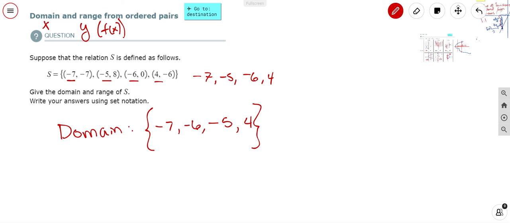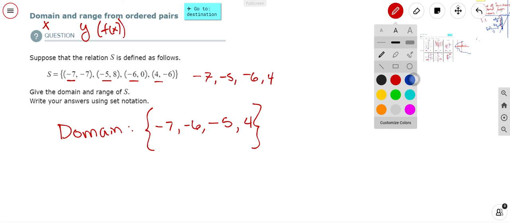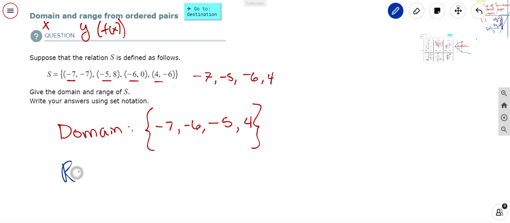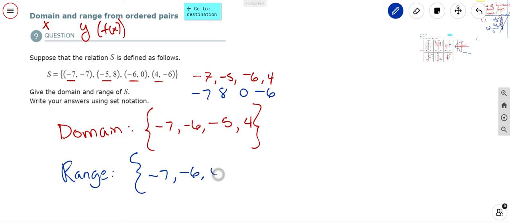So range. Same thing with range. Range is the y, and you do the exact same thing for that. So our range is -7, 8, 0, and -6. It doesn't matter, we're not pairing them. It doesn't matter what they were matched up with. We're just listing the values that were put in and the values that were spit out. The least value is -7, -6, 0, and 8. And that is it.